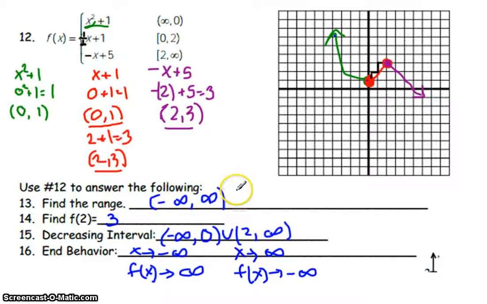Okay, and then on end behavior, right here, as my x approaches negative infinity, because my x is going this way, my y is going up, which means my f of x is approaching infinity. When my x is approaching positive infinity, my f of x is going down, which is approaching negative infinity.